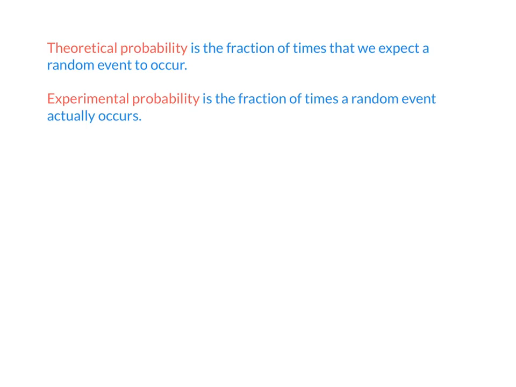So when we were using that formula before, in fact, on this video, all the probabilities I've calculated to this point have been theoretical probabilities. We've calculated the fraction or proportion of times we expect something to happen. But of course, what we expect to happen and what actually happens are not always the same. So experimental probability is the fraction or proportion of times something actually happens.